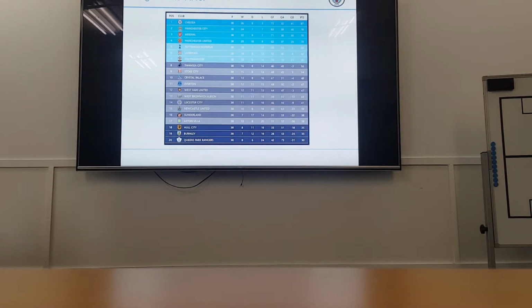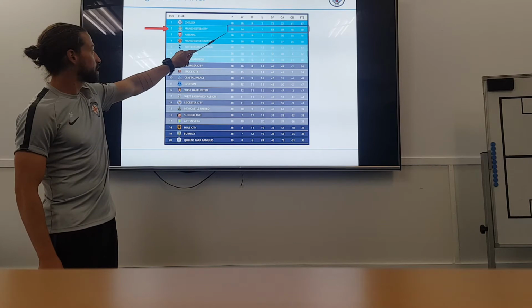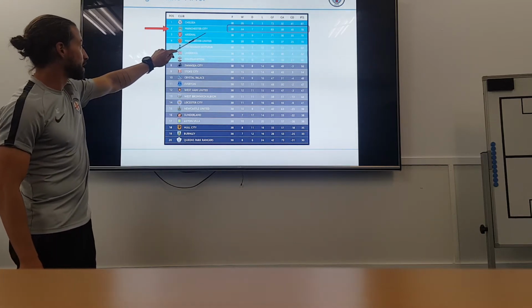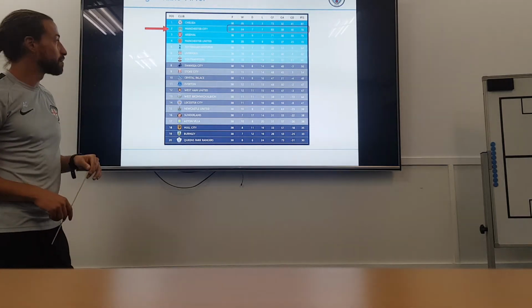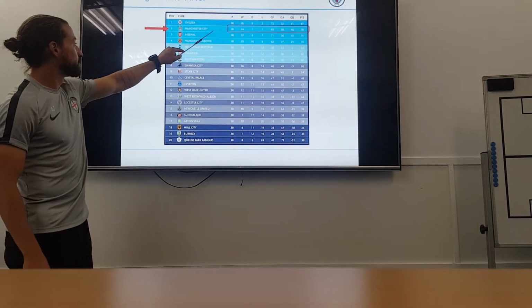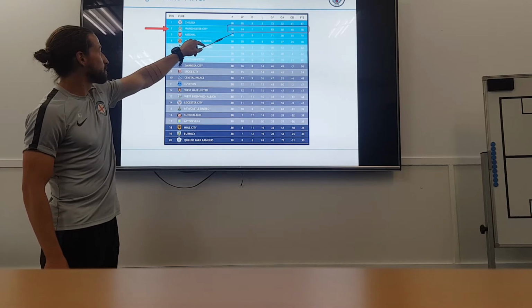So if we look at the league table from 14-15, you can see we finished second. We've just highlighted it here. Unfortunately, we weren't able to win the league. We fell about 8 points away from Chelsea, so we weren't able to come out on top with 2 less wins than them and also 2 less draws.